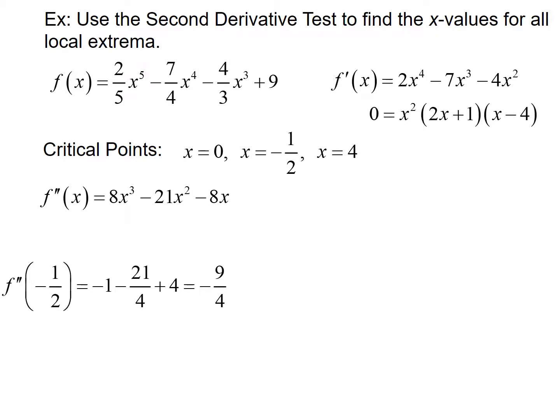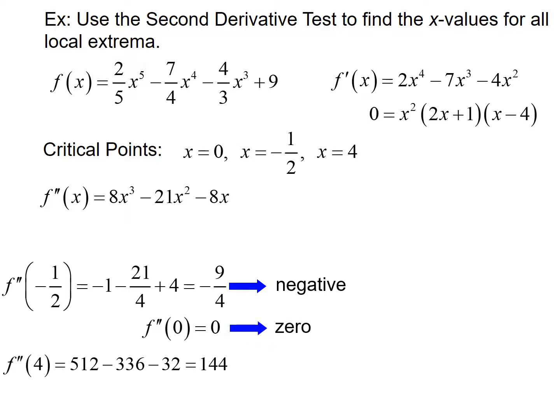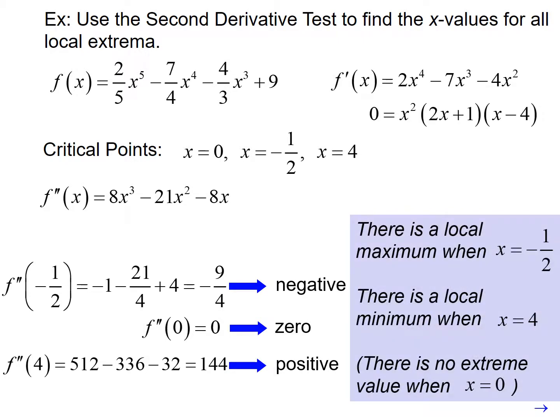And we check the concavity at each of our critical points. So concave down when x is negative 1/2. F double prime of 0 is 0. F double prime of 4 is positive. And so by the second derivative test, there's a local maximum when x is negative 1/2.